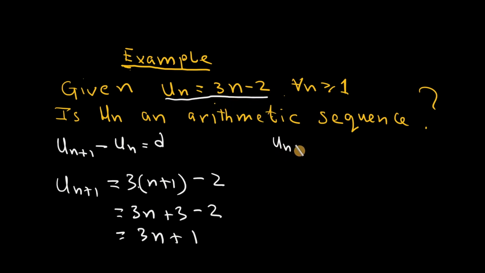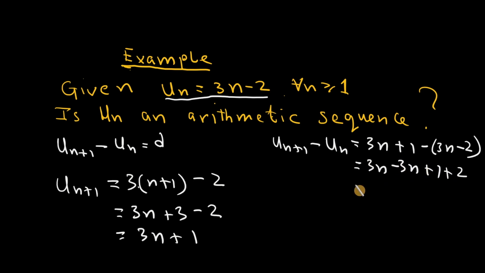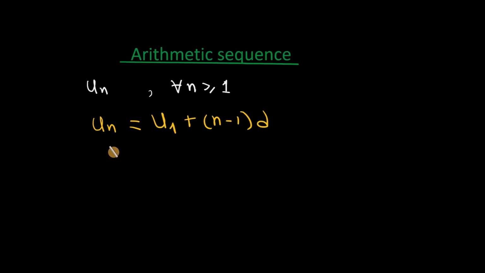Now, un plus 1 minus un is equal to 3n plus 1 minus 3n minus 2, which is equal to 3n minus 3n plus 1 plus 2, which is equal to 0 plus 3, that is 3. Un plus 1 minus un is equal to 3. 3 is a constant, therefore un is an arithmetic sequence. The general term of any arithmetic sequence is given by the formula un is equal to u1 plus n minus 1 times d, where u1 is the first term. That is, to get any term in an arithmetic sequence, we use this formula.